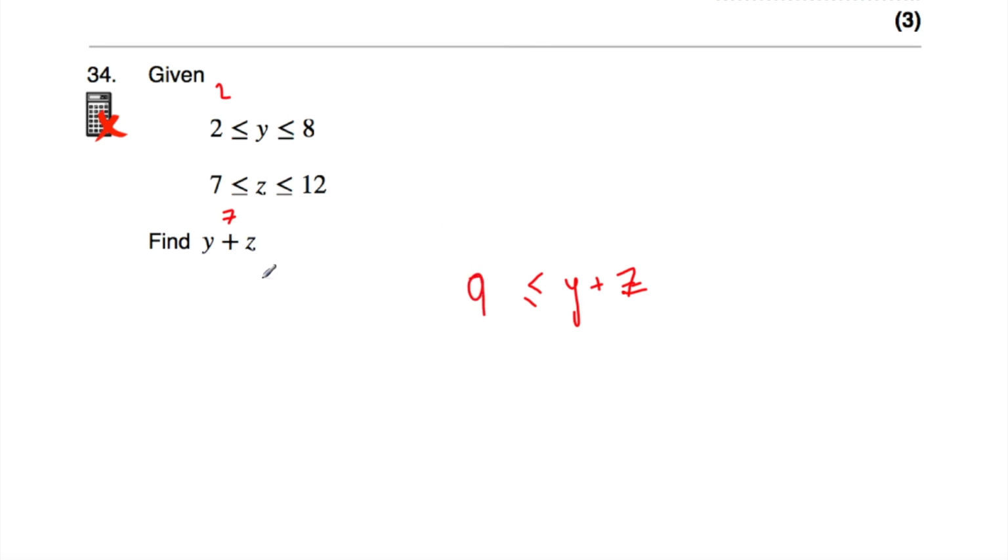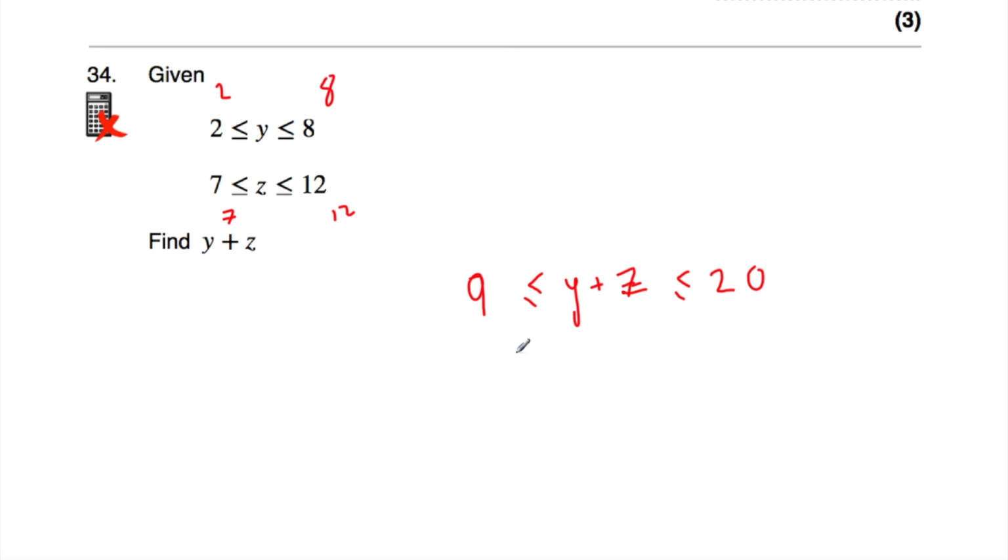Okay, so now let's consider the biggest possible value of y plus z. The biggest value that y could be would be 8. The biggest value that z could be would be 12. Well, if we add them together, 8 plus 12 is equal to 20. So that means the biggest value that y plus z can take is 20, so y plus z must be less than or equal to 20.